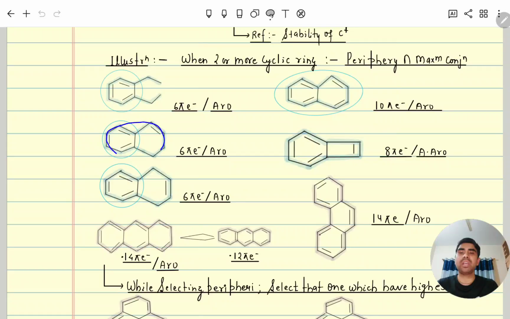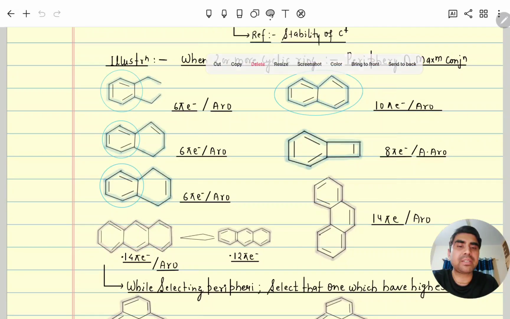Similarly, this is the periphery with double, single, double. So what is the maximum cyclic conjugation? This one. So this is 6 pi electrons. Once again, this is the periphery, and in that the maximum cyclic conjugation. This is the cyclic conjugation. If you take this one like this, it is not cyclic conjugation. So 6 pi electrons. Clear? Similarly here also this is the periphery, and in that the maximum cyclic conjugation is this one, so it is aromatic.